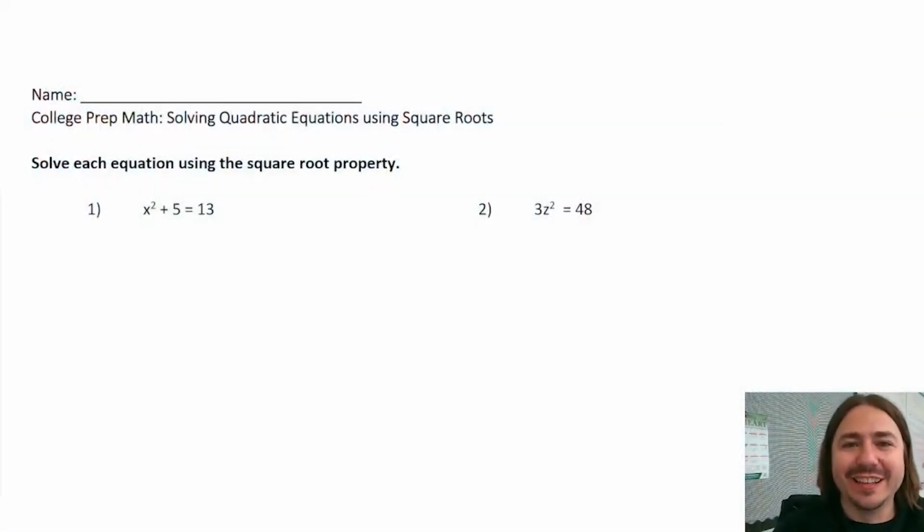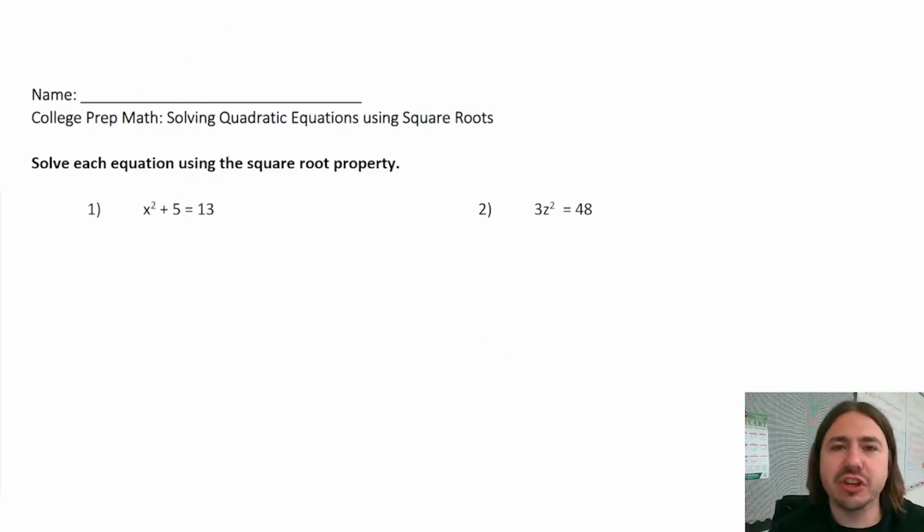Welcome back. Tonight we've got a pretty short homework, and what we're looking at is how to solve quadratic equations using square roots. Let's just jump into the problems.